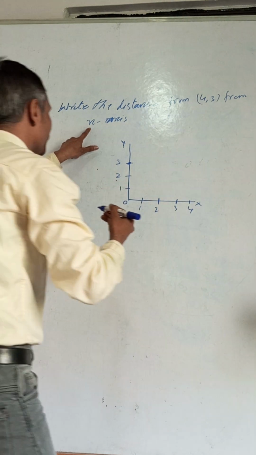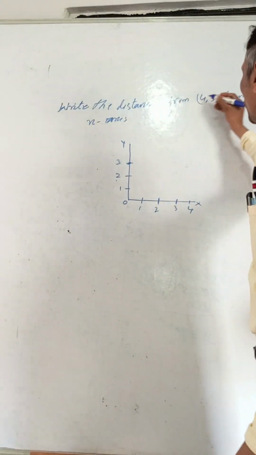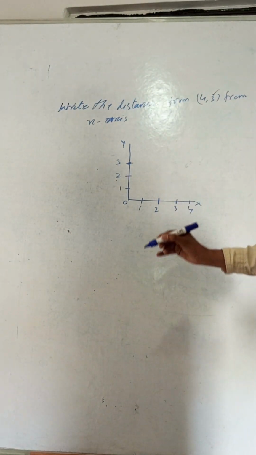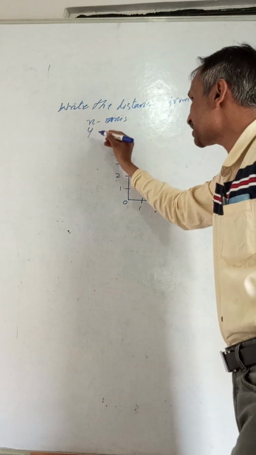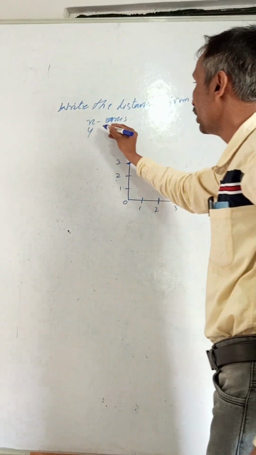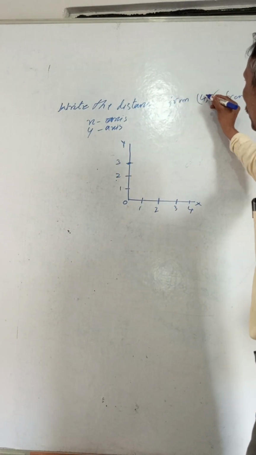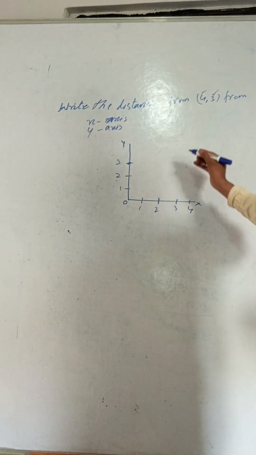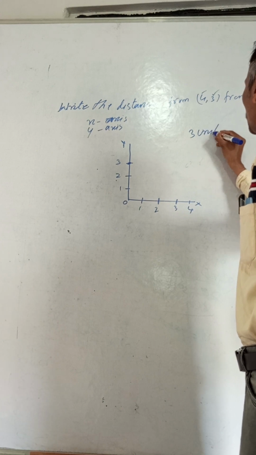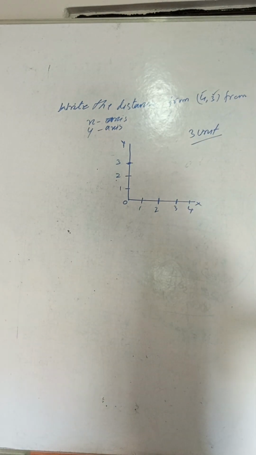So if the x-axis is asked, you have to write the value of the y coordinate. If the y-axis is asked in this same question, then you write 4 units. Here you have to write 3 units. Note that.